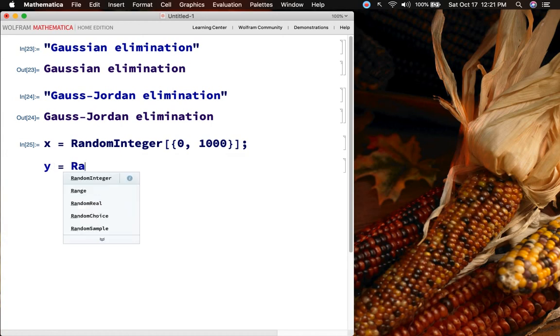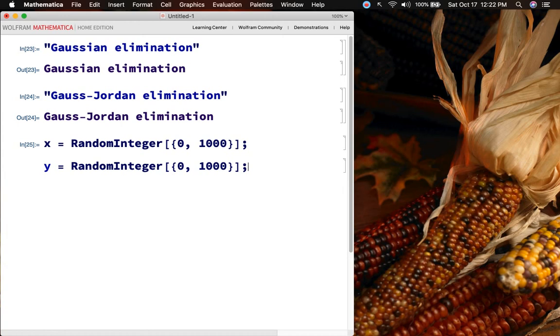Y is equal to a random integer. Let's pick another random integer in the range 0 to 1,000, and I'm going to suppress the output because I don't want to know the value of y. And then z is going to be another random integer in the range 0 to 1,000, but I don't want to know what z is. Okay, Shift Enter.